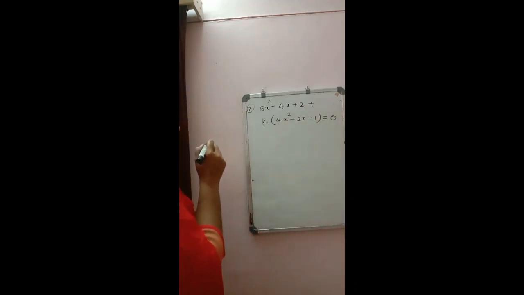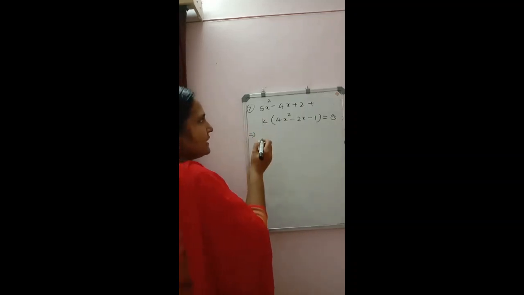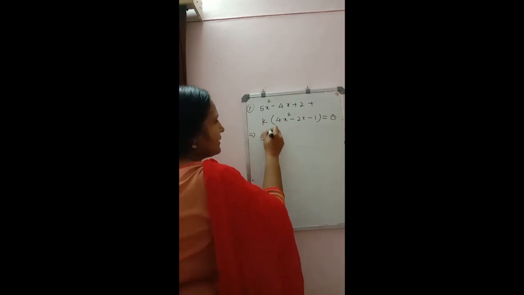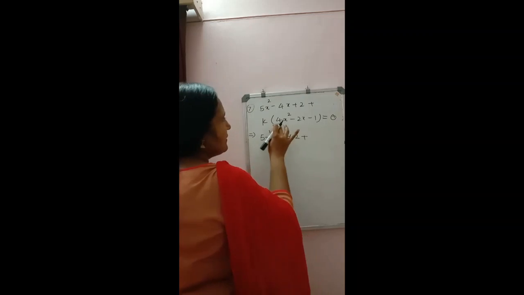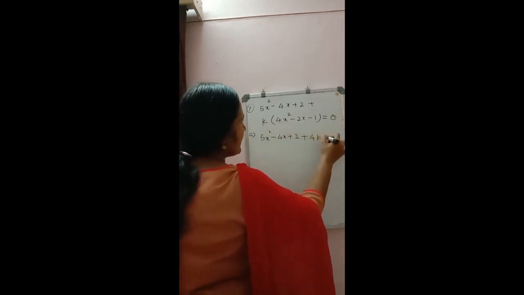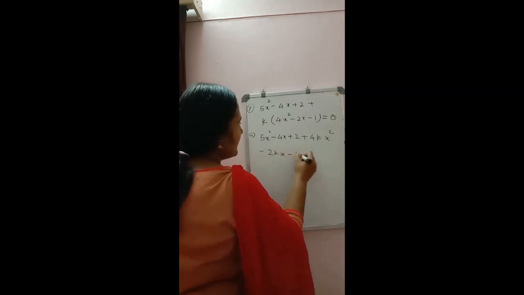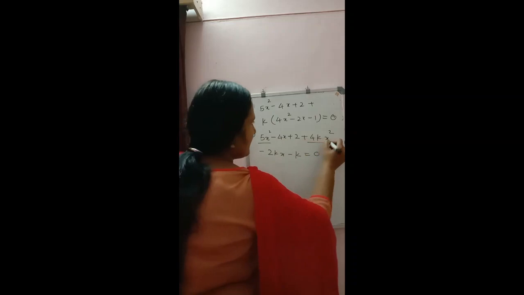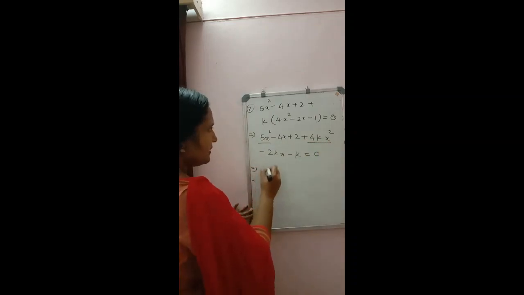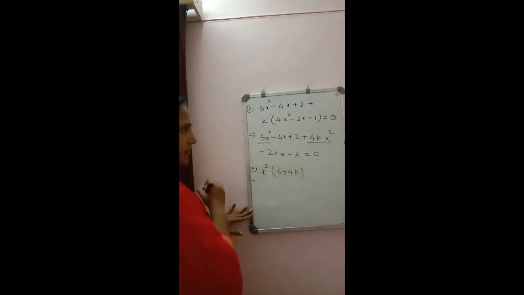So again, in two or more terms we have x square. So first we can simplify the expression and we can take the coefficient together. 5x square minus 4x plus 2 plus it will be equal to 4kx square minus 2kx minus k is equal to 0. Now x square we can take common from these two expressions. So x square inside the bracket it will be equal to 5 plus 4k.